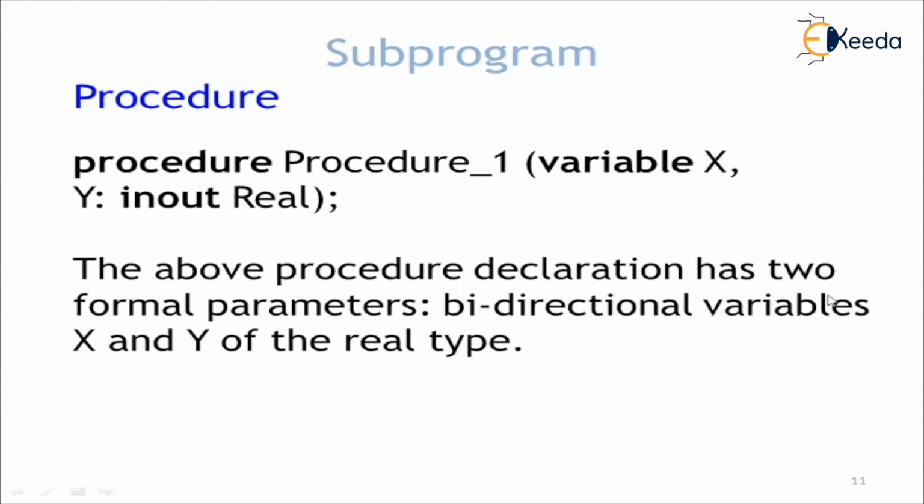So we'll take one example. Procedure underscore 1 with variables we have declared x comma y of type in, out, and real. There is no return type. So if you see here, in, out is declared and there is no return. So that is the basic difference between the procedure and function. The above procedure declaration has two formal parameters, bidirectional variables x and y of the real type.